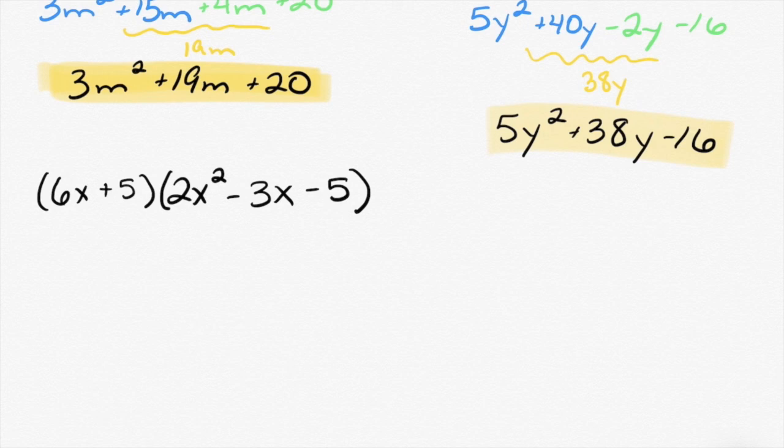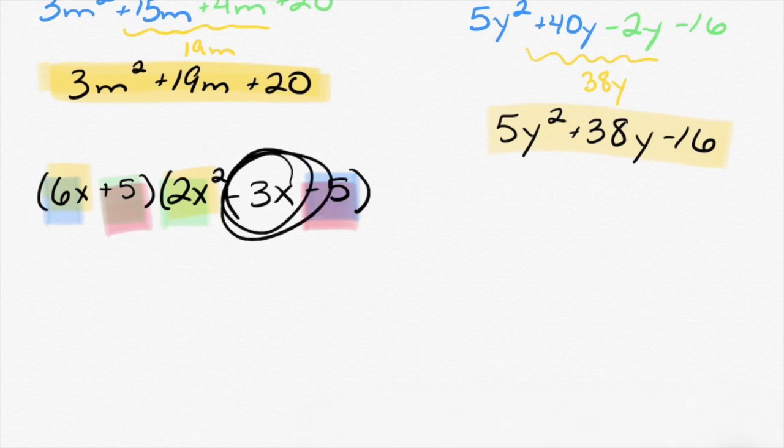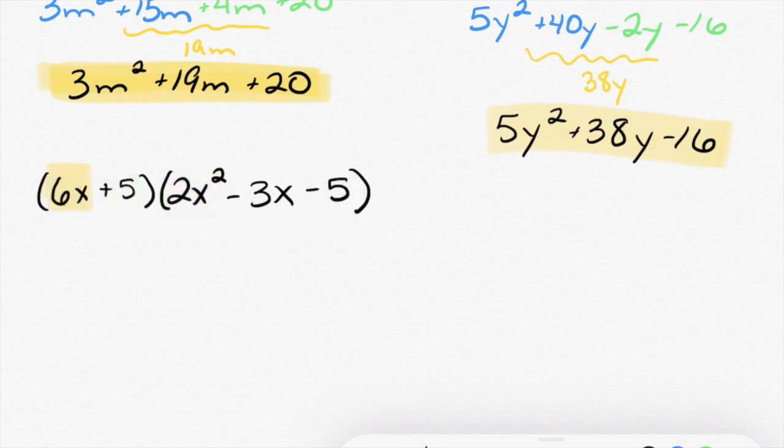If I try to do FOIL here, I'm going to completely miss multiplying by the minus 3x. Yes, ma'am? Because if I do first, the first terms would be these two. Outer would be these two. Sorry, not those two. Inner. Wait, what about inner? Outer would be these two. Inner would be these two. And last would be these two, which means I completely missed our poor friend minus 3x. He's all alone. So this is why I suggest you think of this like the distributive property.